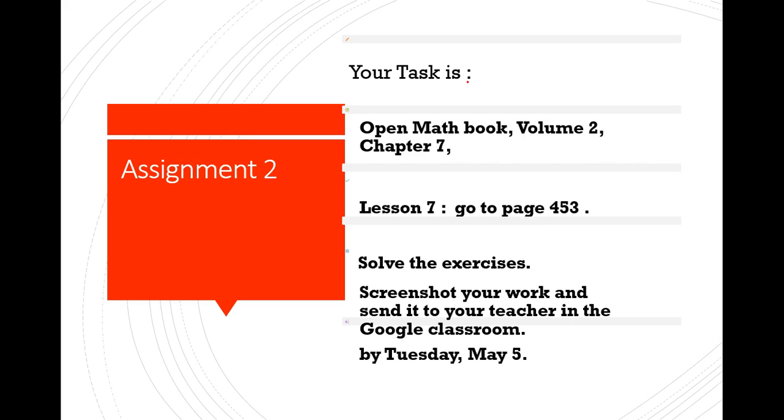Assignment 2. Your task is you need to open Math Book Volume 2, Chapter 7, Lesson 7. Go to page 453. Solve the exercises. Screenshot your work. Send it to your teacher in the Google Classroom by Tuesday, May 5. Good luck, students.